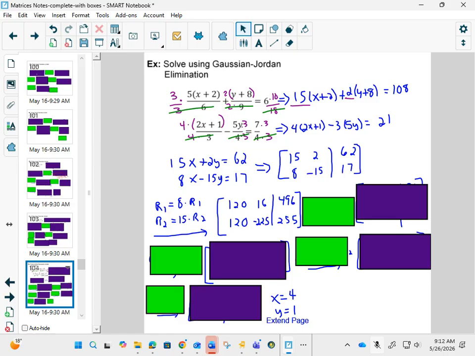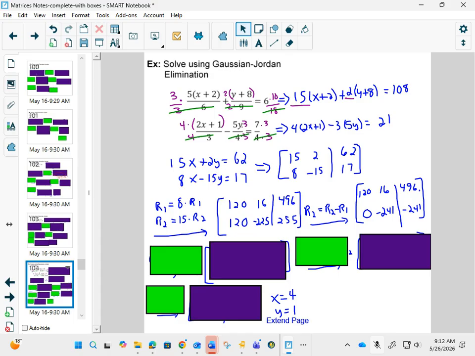Okay. But then multiplying by 8 and multiplying by 15 is fine. Then I can do row 2 minus row 1, and get the following result. I'm going to write it above this one. Actually, I'm going to write it like this, just so it matches up perfectly.